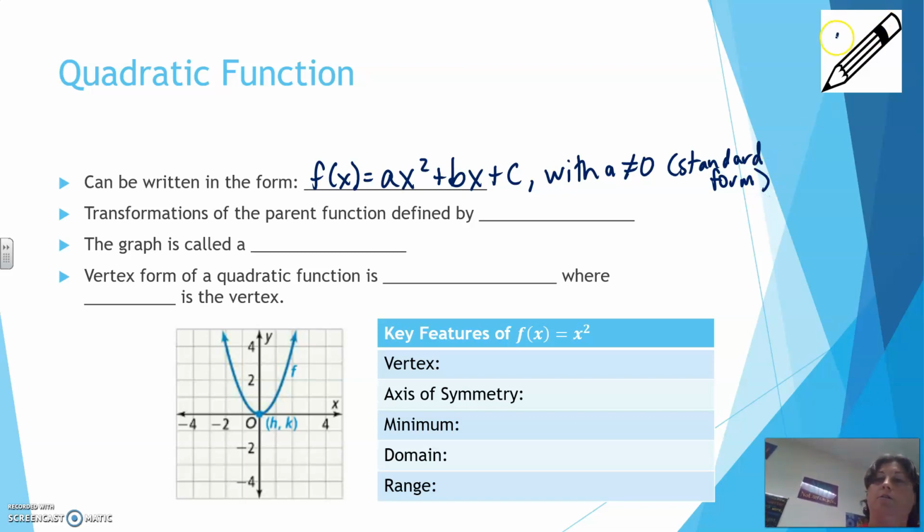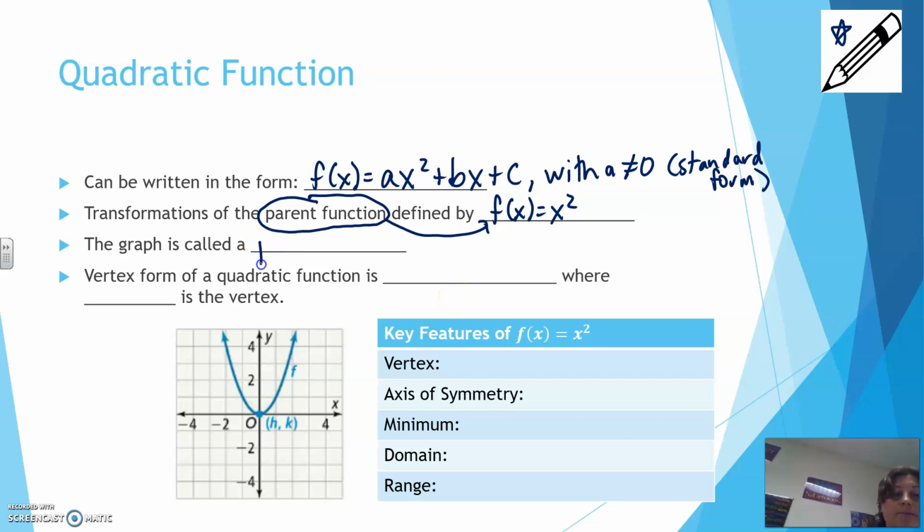Now, when I put these little pencils up here, these would be good things to get in your notes. So the previous one, if you were doing some work, you could write it down, but you didn't necessarily have to write it out. But this would be some vocab you want. Transformations of the parent function are defined by f of x equals x squared. So anytime we say compared to the parent function, we're talking about x squared. The graph of a quadratic is called a parabola.